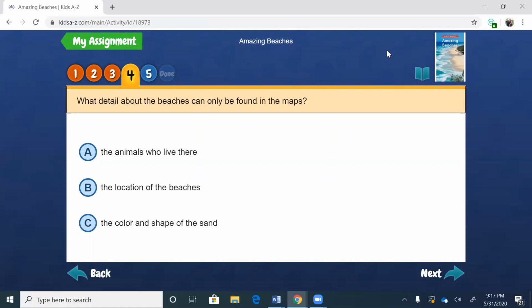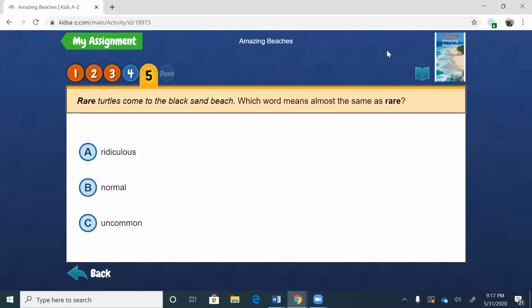Number 4, what detail about the beaches can only be found in the maps? This one you're going to answer. We've talked about maps a lot. So what can you tell about the beaches from the maps? A, the animals who live there. B, the location of the beaches. Or C, the color and shape of the sand.